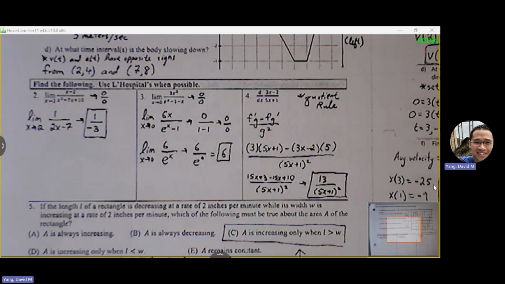We get 6x over e to the x minus 1. We get 0 over 0 again, so we do L'Hopital's rule a second time. 6x becomes 6, e to the x minus 1 becomes e to the x. Direct substitution, we get 6 over 1, which is 6.